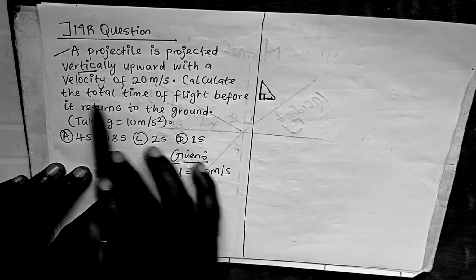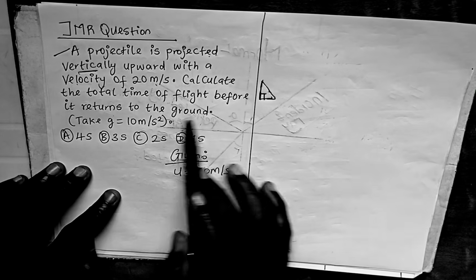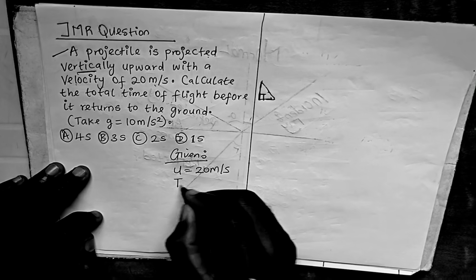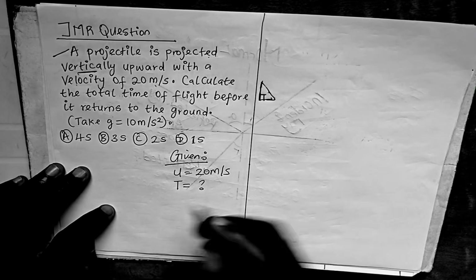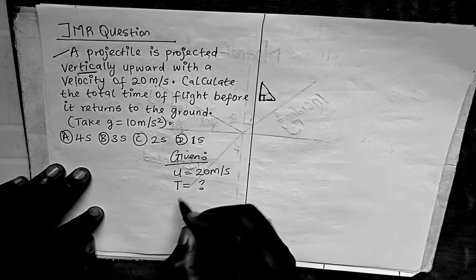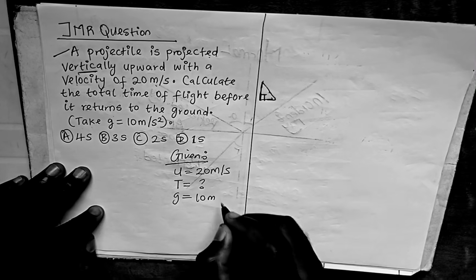Okay, they now ask us to what? Calculate the total time of flight before it returns to the ground. The total time of flight, that's time of flight, big letter T. Okay, T is equal to what? Question mark. We don't know. That's what we are looking for. Okay, they gave us gravity. Say take gravity, acceleration due to gravity. G is equal to what? 10 meter per second square.